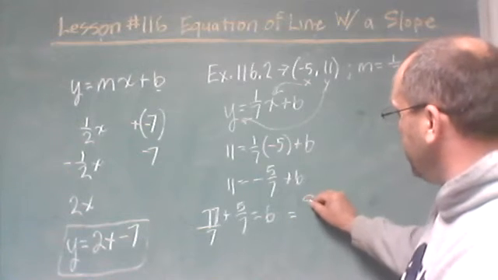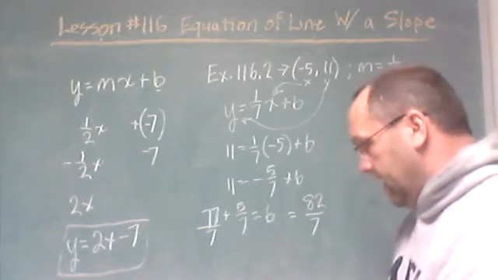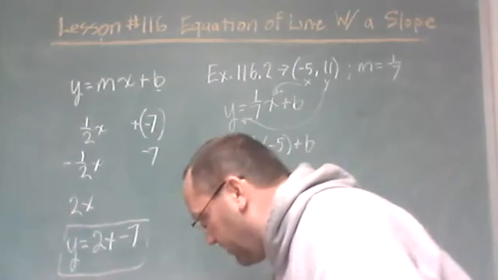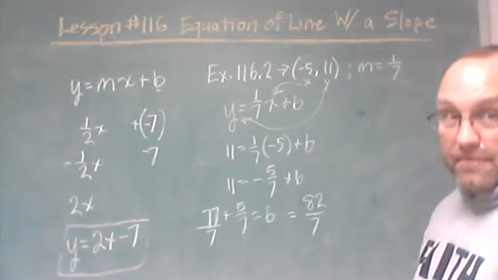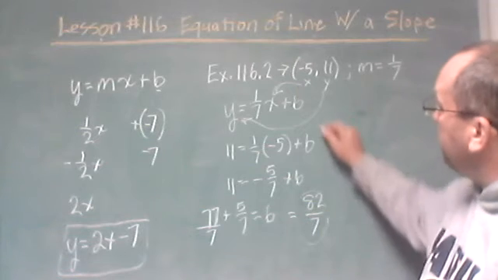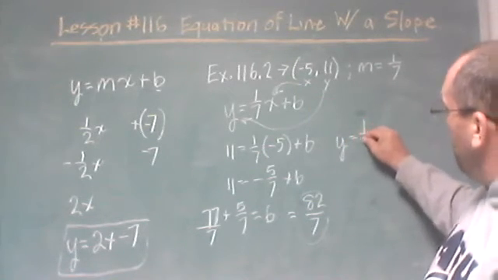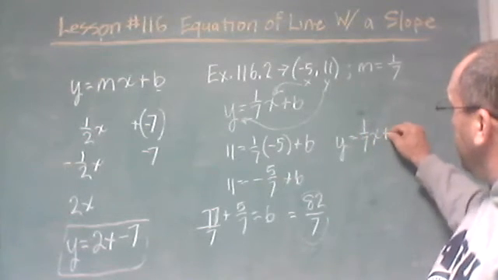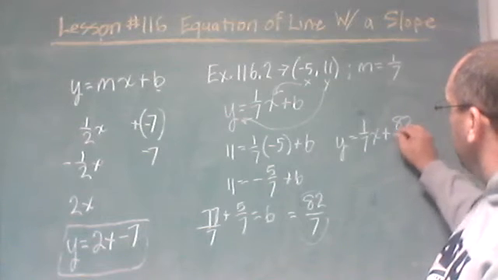B becomes 82/7. Can I reduce that? I'm going to look at the book real quick. No, I can't reduce that. So yeah, this is a strange looking b value. What do I do with that? I plug it back in up here. Y will equal my slope times x plus what I solved for b. Yeah, it looks weird.